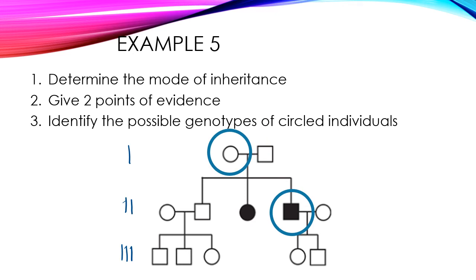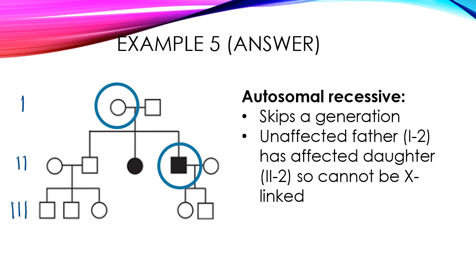Okay, example 5. So the pedigree below, determine the mode of inheritance, 2 points of evidence, and identify the genotypes of the circled individuals. Okay, so the answer to number 5. I can see here that it skips a generation because it's not present in generation 1, however it's present in generation 2. So that tells me that it's recessive.